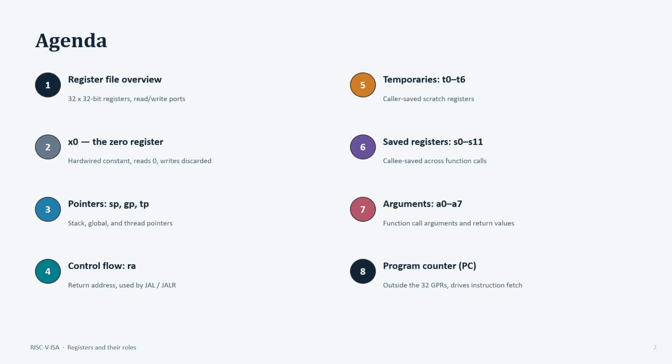Now let us try to understand what those registers are. This session's agenda is to discuss the register file overview, and the X0 register. We are going to discuss different kinds of pointers like the stack pointer, global pointer and thread pointer, and the return address register, temporary registers, saved registers, argument registers and the program counter. These are the different register categories we are going to discuss in this session.